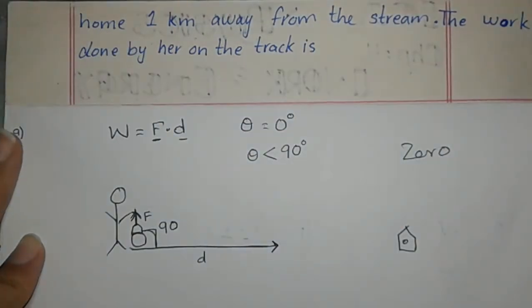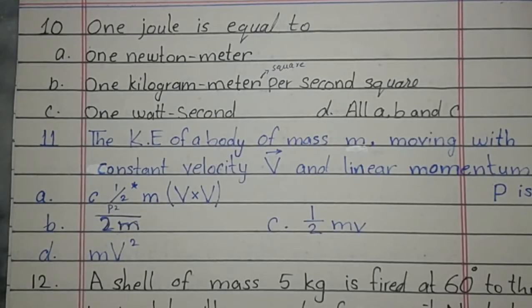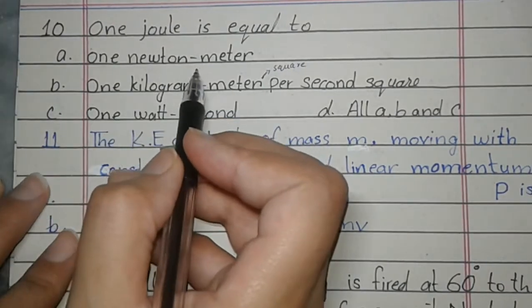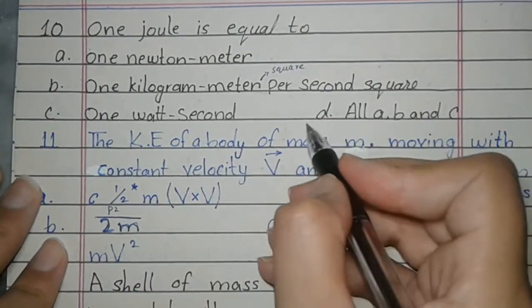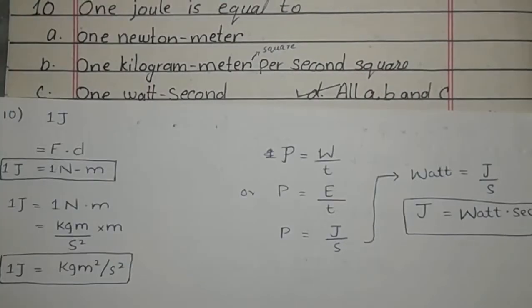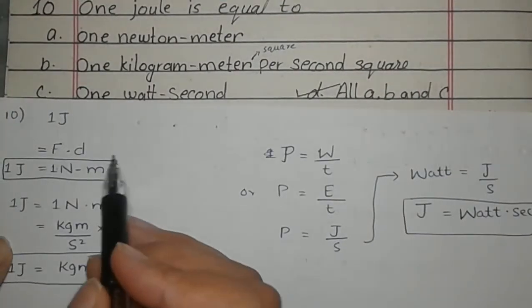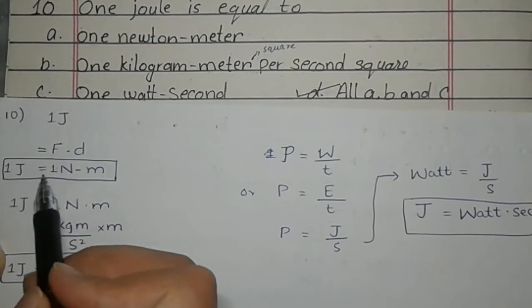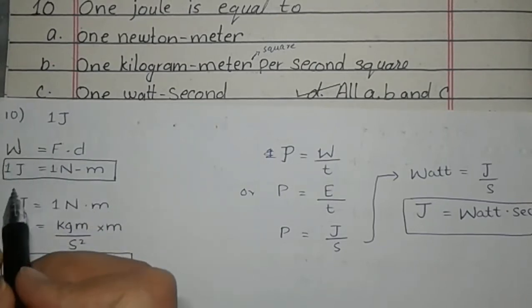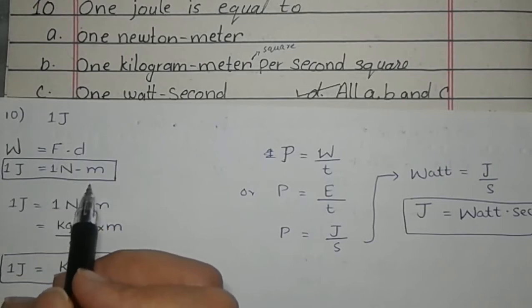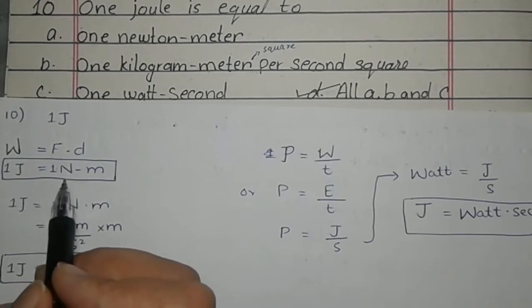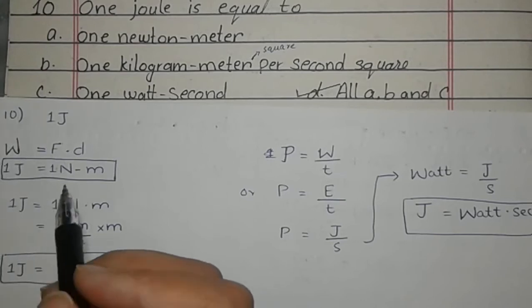Okay, now the next MCQ. 1 joule is equal to 1 Newton meter, 1 kilogram meter square per second square, and 1 watt second. So option D is correct. Look at here. 1 joule: we know that work is equal to F dot D, and the unit of work is joule, and F is Newton and D is meter. So it means that 1 joule is equal to 1 Newton into meter. Now option A is correct.